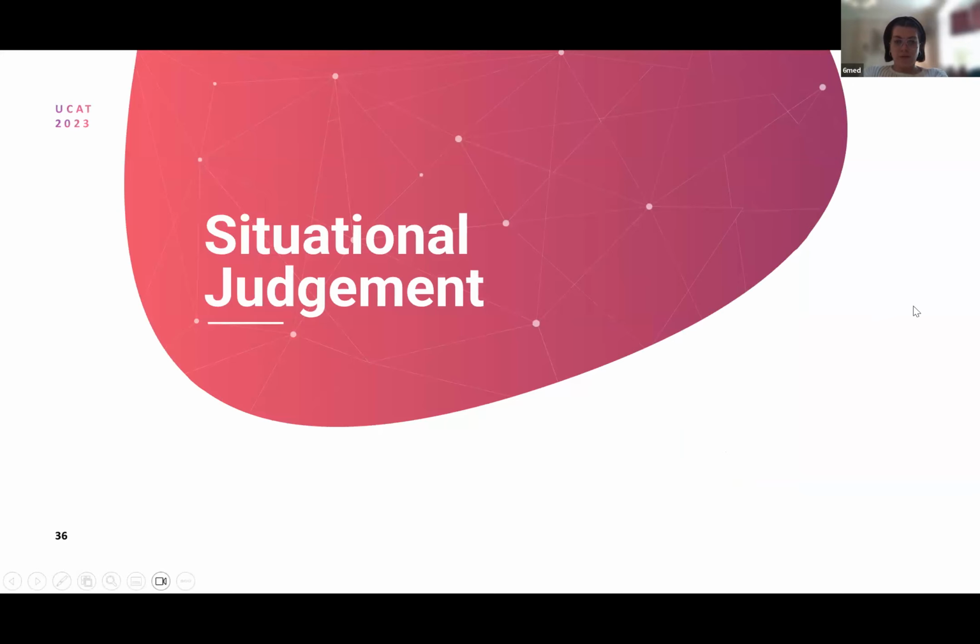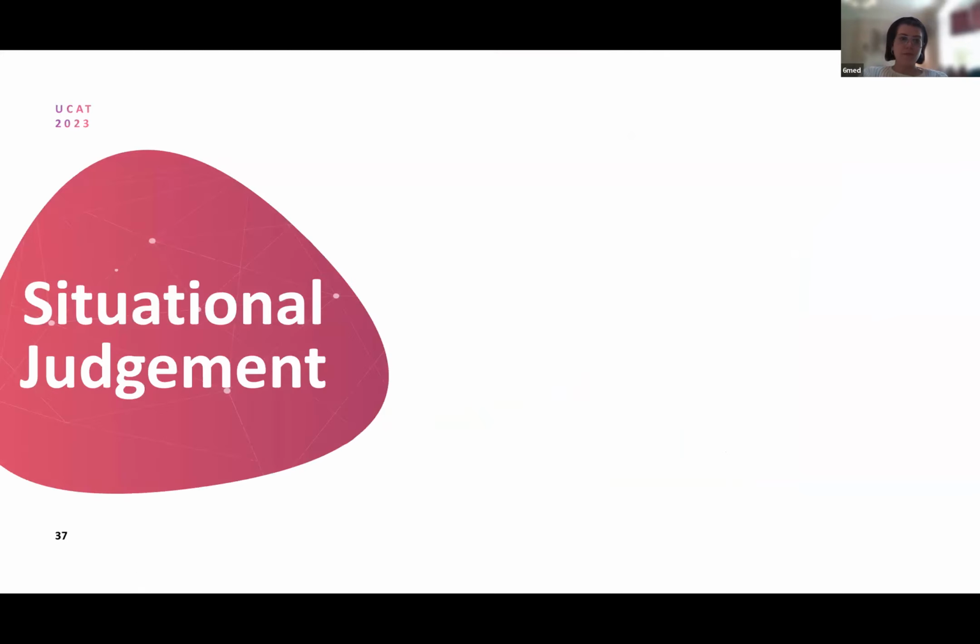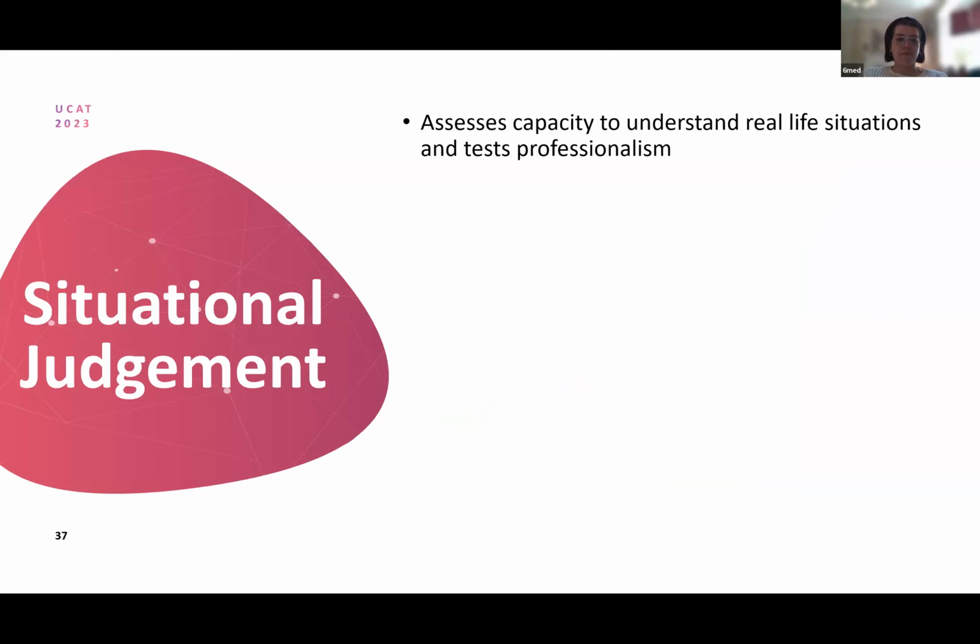And finally, situational judgment. My favourite one. So situational judgment assesses your capacity to understand real life situations and tests how you will act in a professional manner in those situations. Quite often they'll put you in the point of view of a medical student doing something on the ward on your placement at a medical school. And they'll say, something happens, how would you react, basically?